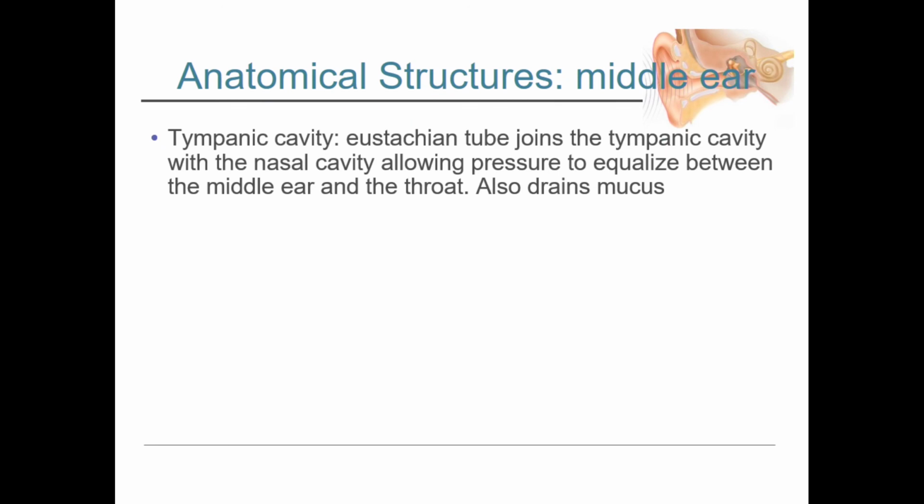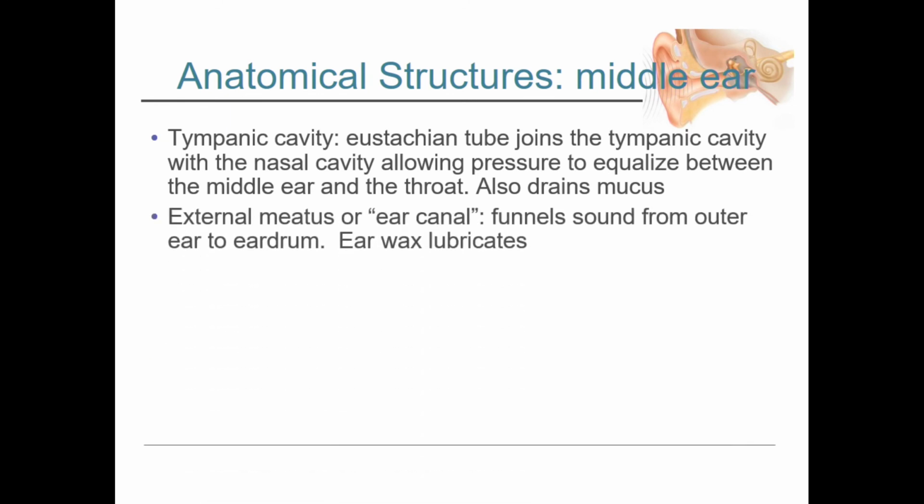We have the tympanic cavity, or the eustachian tube, which I showed you earlier. That tube that in the kid is straight and in the adult is curved. It connects with the nasal cavity, which allows pressure to equalize between the middle ear and the throat, and it also drains mucus. So when you're in an airplane, your ears pop. It has to do with that connection.